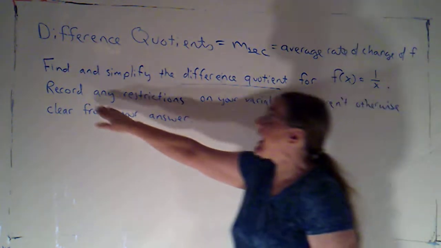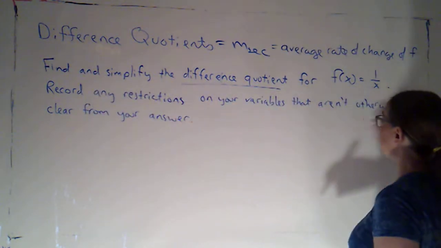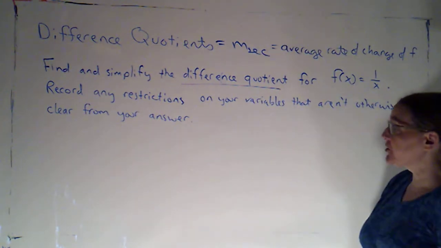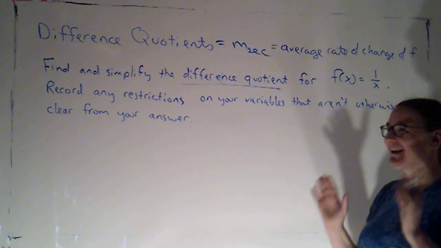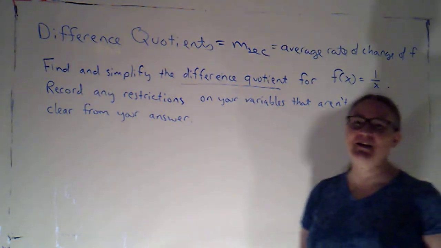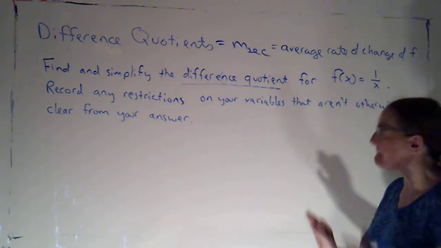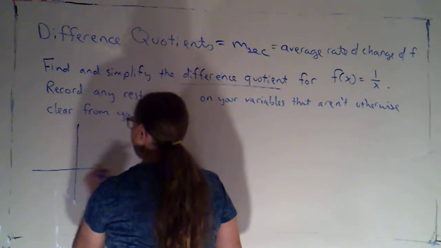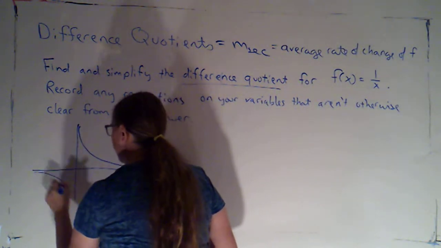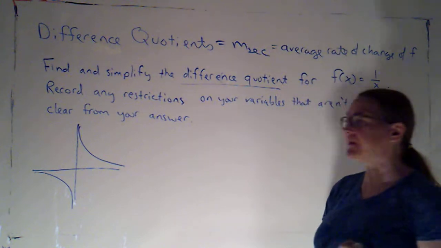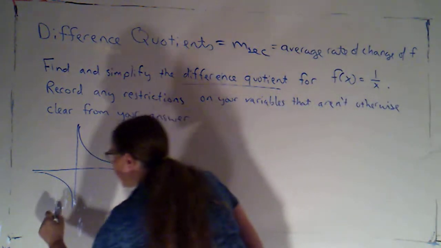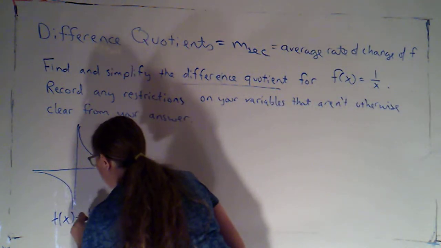But I am reminding you to record any restrictions on your variables that aren't otherwise clear from your answer. And in general, I'm anticipating that that's going to be that I've got to write that h is not equal to 0. Okay, so I like to just have a picture to help me remember my formula for the difference quotient. So here's f of x equals 1 over x.